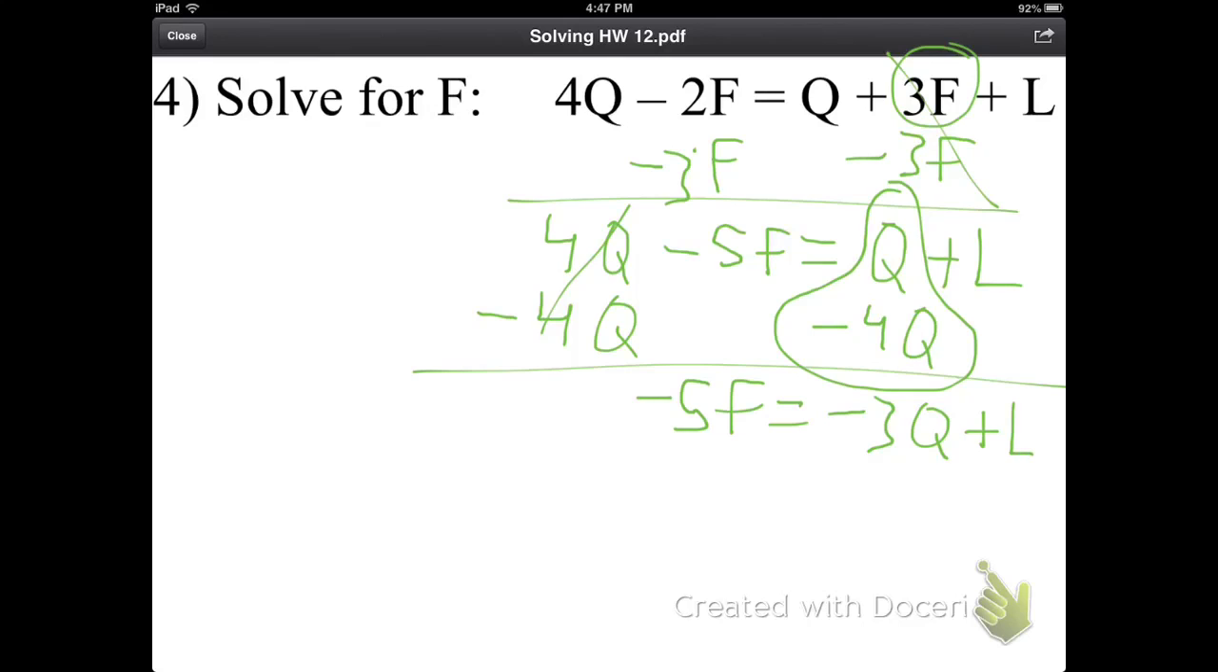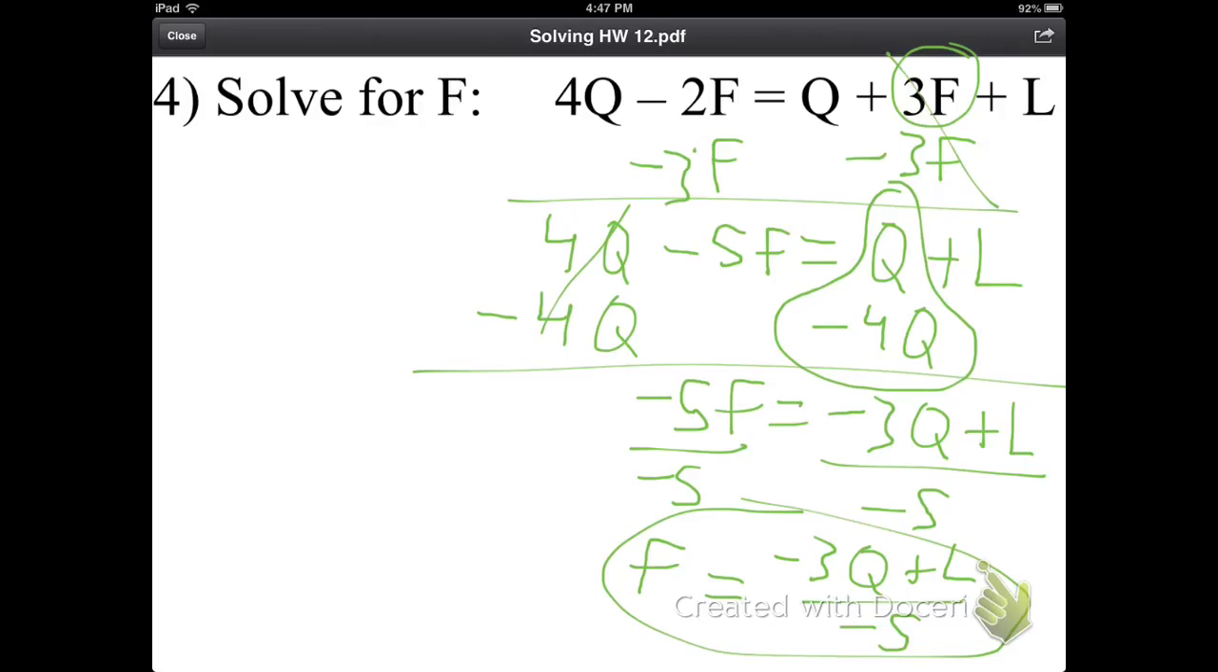And now I want to get rid of the negative 5, so I'm going to divide by negative 5. What you do to one side, you do to the other. And you got f equals negative 3q plus l over negative 5. And that's it for that.